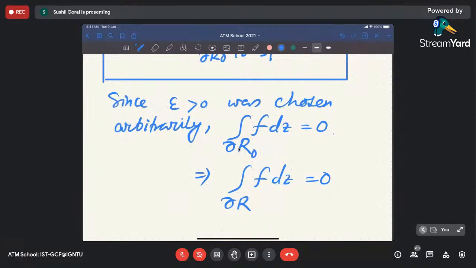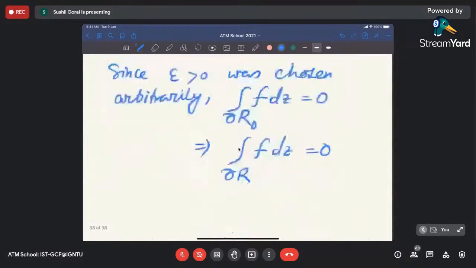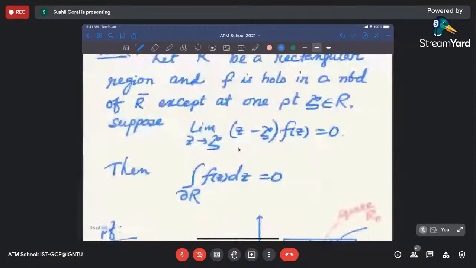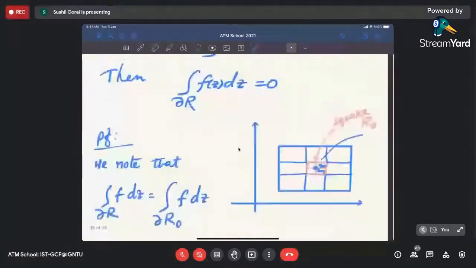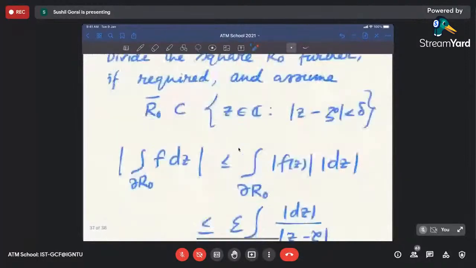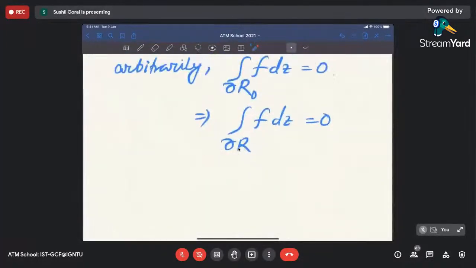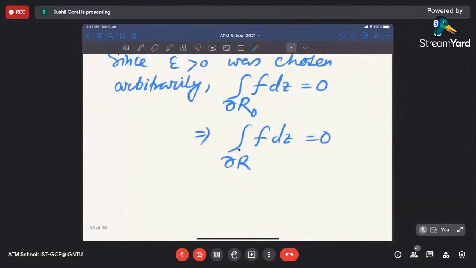Sir, can we have that point ζ on the boundary? No, because we assumed in the very beginning, in the assumption of the theorem, that ζ is in R, the region. R closure is the closure of the region. Okay. By the way, the problematic point should not lie on the curve. That should be the first point to note. I will see later on all those.